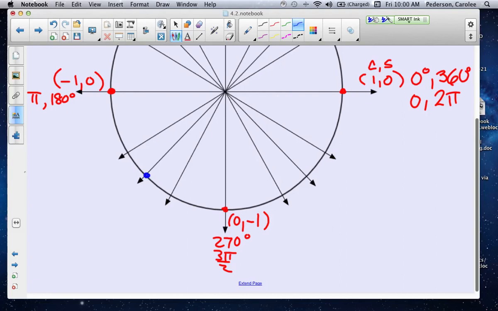We come down here. Negative square root of 2 over 2, negative square root of 2 over 2. Everything in this quadrant has to have a negative x and a negative y. So if I just did 3 pi over 4, 4 pi over 4, this would be 5 pi over 4, or 180 degrees plus 45 more is 225.